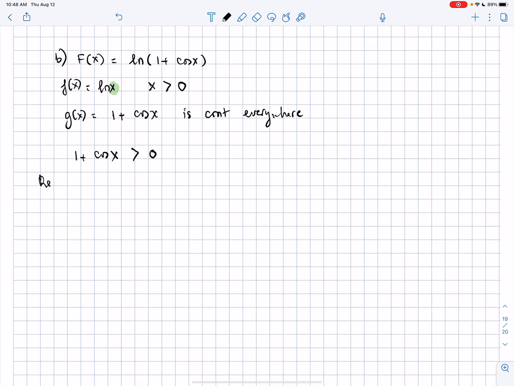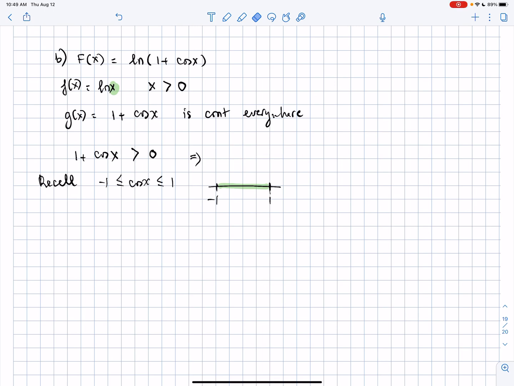But recall that the cosine of x is between negative 1 and 1. If you plug in any number more than negative 1, this expression is always true. But if you plug in negative 1 for the cosine of x, 1 plus negative 1 will equal 0. Then the function f of x is not defined. So this is true only when cosine of x is not equal to negative 1.